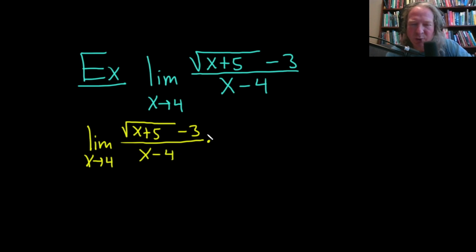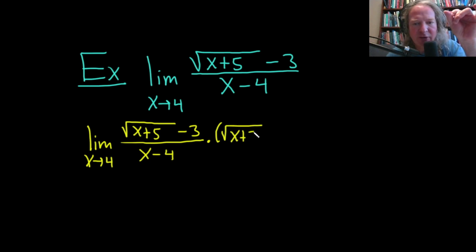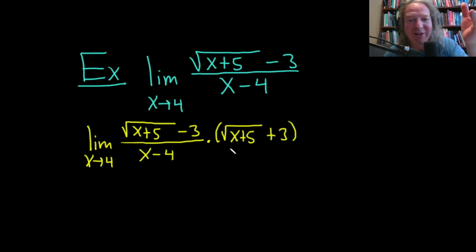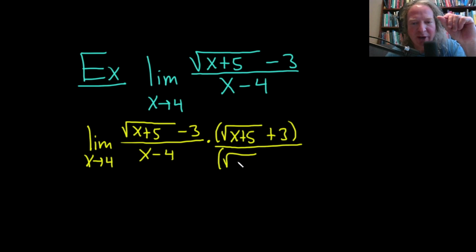And then what we're going to do is multiply by 1 in a very, very clever way. So we're going to multiply by the conjugate like this. Parentheses, square root, x plus 5. And then you just switch the sign here, so make it a plus. And then you can't just multiply by this, right? So it's wrong. So the trick is you divide by it as well. So we get the square root of x plus 5 plus 3.